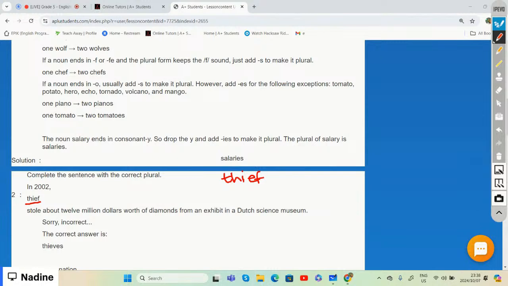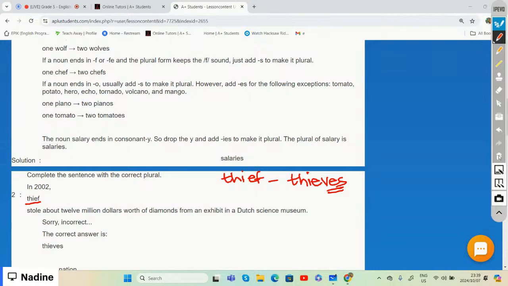All right, yes. And if we want to show the plural form of thief, then we're going to add the VES, so it's going to be thieves. And we added the VES. Well done. Thieves is correct.